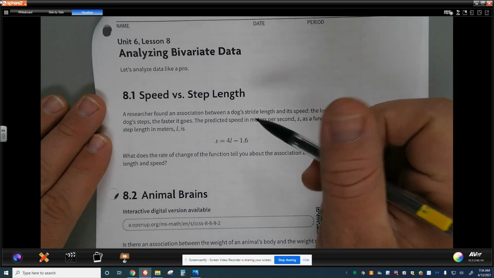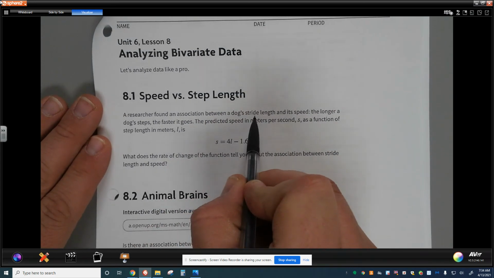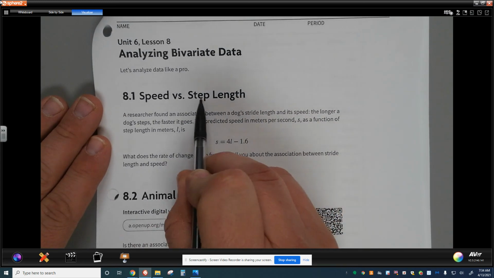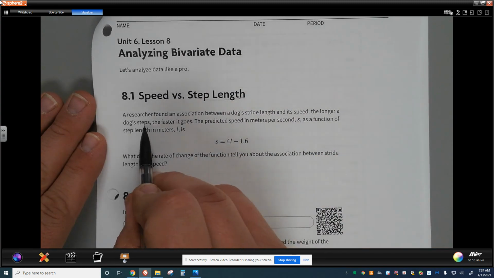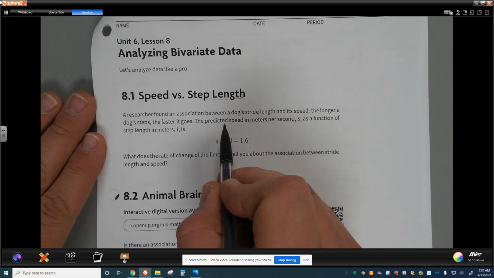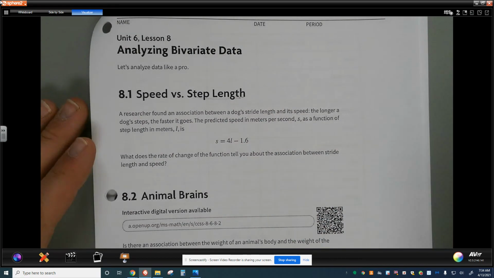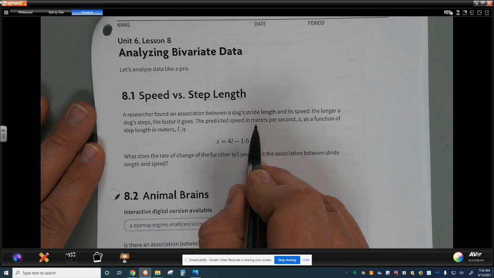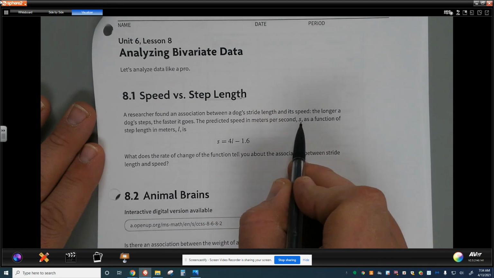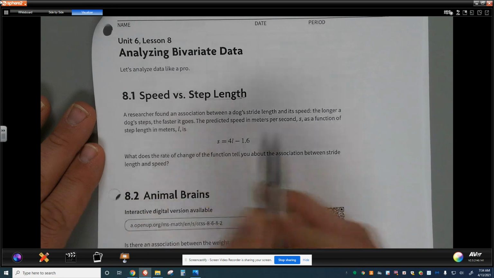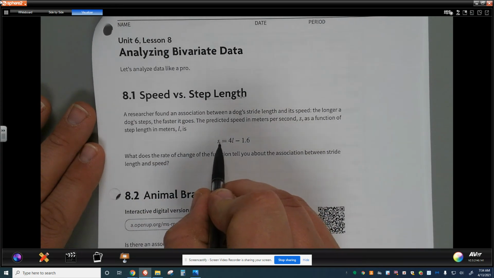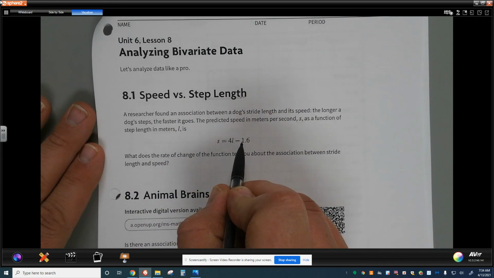So a researcher found an association between a dog's stride and its speed. A stride is simply how far that dog can step in length. The longer the dog steps, the faster it goes, which makes sense. If it's going to take bigger steps, it's probably going to go faster. So the predicted speed in meters per second, S, is a function of the step length in meters, L, written as S equals 4 times L minus 1 6/10.